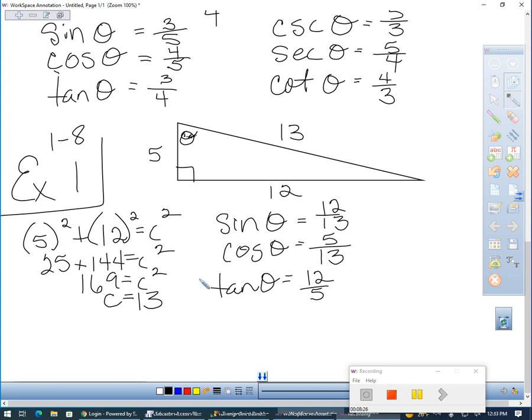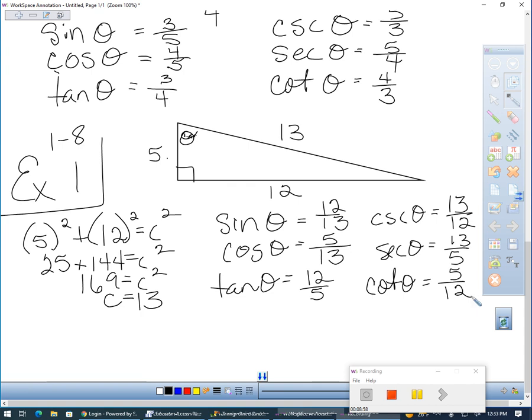Now let's do our 3 new ones. Cosecant of theta, 13 over 12. Secant of theta, 13 over 5. And again, if you want to look at the triangle or if you want to look at cosine, it's up to you. Which makes more sense to you? And our last one is cotangent of theta is adjacent over opposite, or 5 over 12. So that doesn't sound bad at all, right?